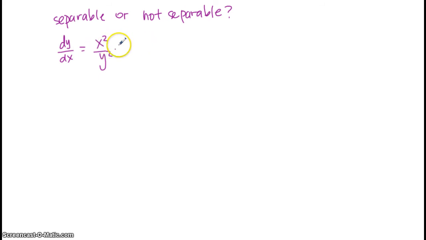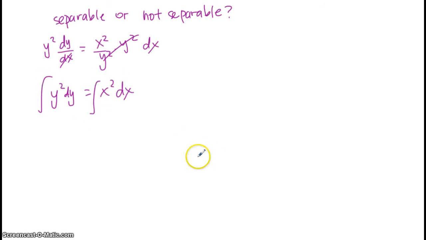So I'm going to multiply both sides by y squared to get the y squareds onto one side, and then multiply both sides by a dx and move the dx over to the other side. So I get y squared dy is equal to x squared dx. And now all I have to do is integrate. We'll deal with the constants in just a little bit. Well, let's try the next one.